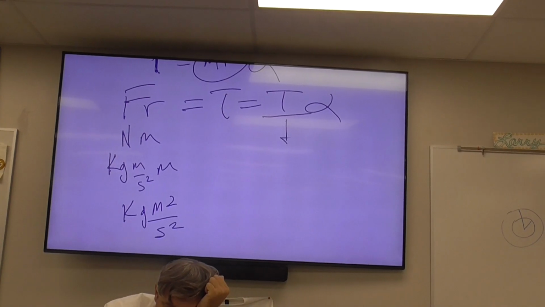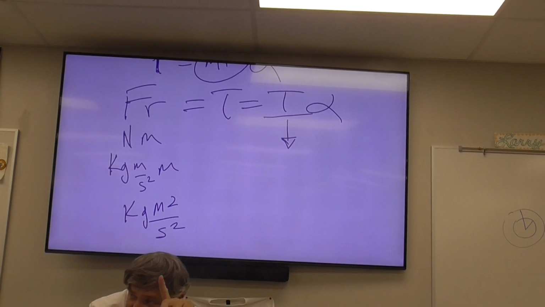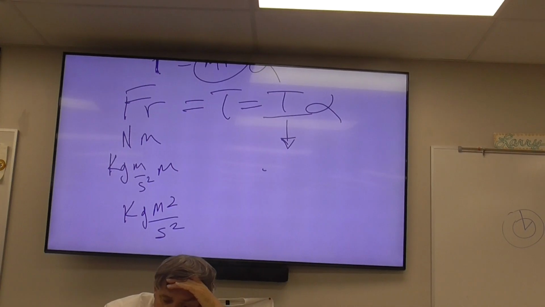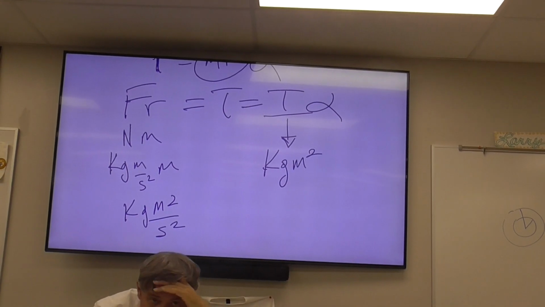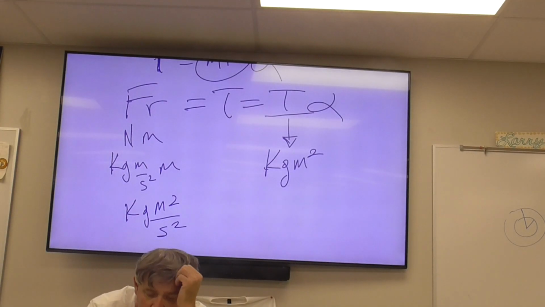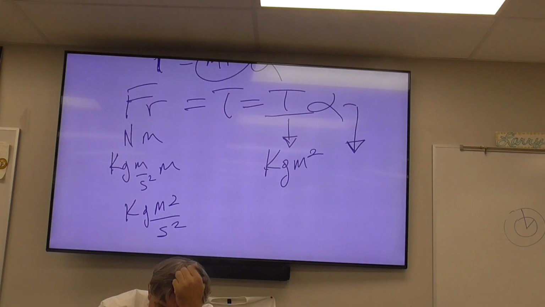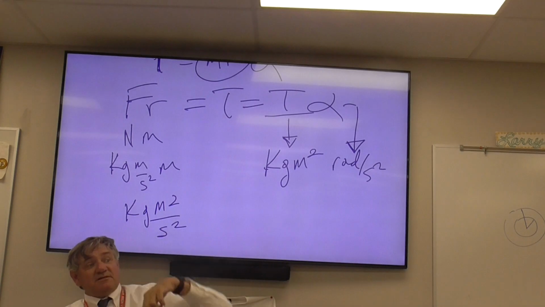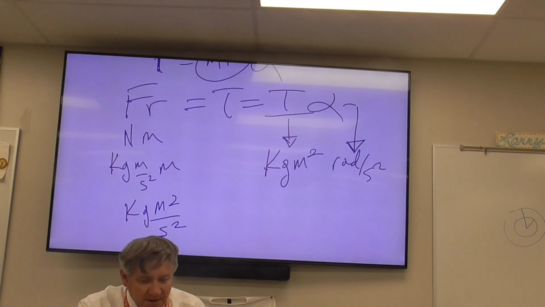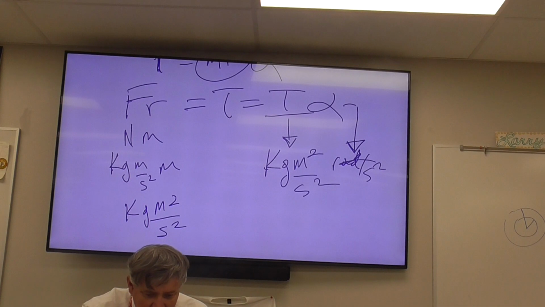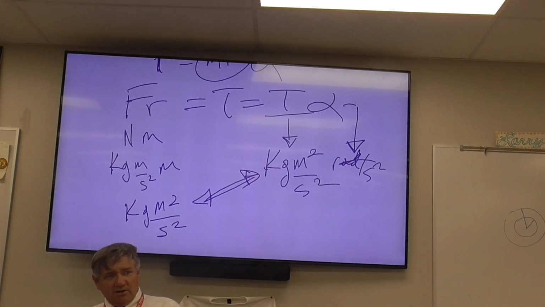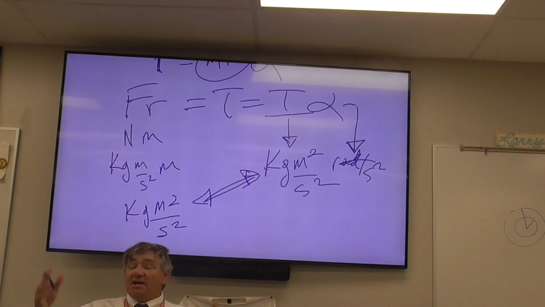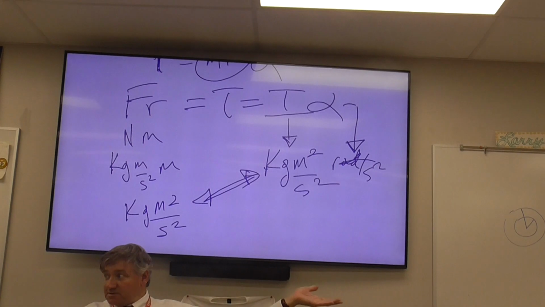Now, over here, moment of inertia is measured in what units? Kilograms meters squared, right? So I is in kilograms meters squared. Alpha is in what? Sydney? Radians per second squared. But radians are a dimensionless number, so we don't worry about that. So basically we get the exact same thing, kilograms meters squared per second squared on both sides. And if we didn't, the equations aren't going to work.